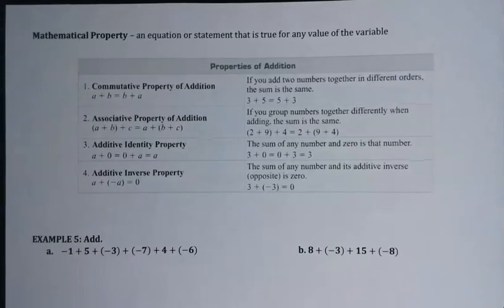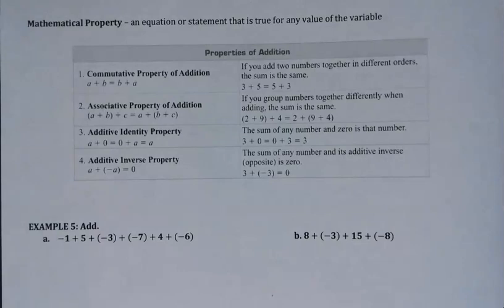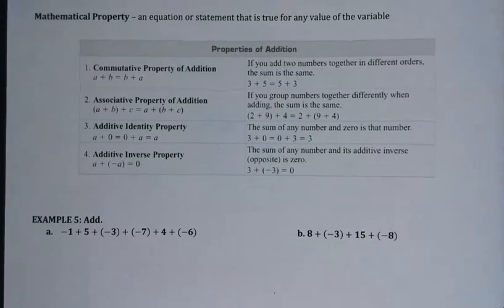All right, so then let's look at some mathematical properties. What is a mathematical property? Well, it's an equation or a statement that is true for any value of the variable. So we have the commutative property of addition. You'll notice that A and B switch places to be B plus A. So they switch places. That's our commutative property.